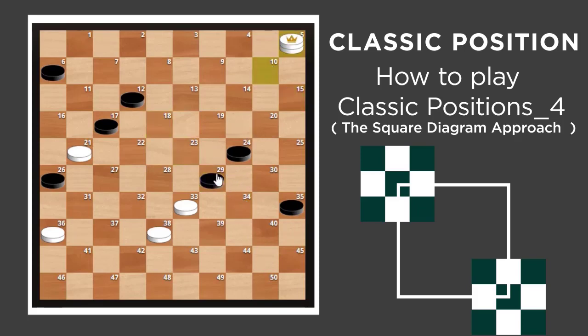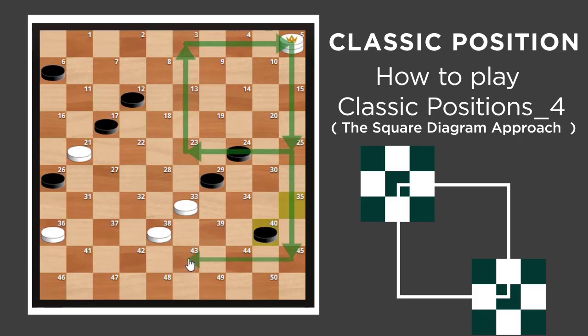And then white also responded by playing 10-5. Black will respond by playing 35-40 if we draw the square. If we draw the square, you see that the position at 45 has 40 and then 50 surrounding it. So we can move the piece at 35 to 40 to take that position.